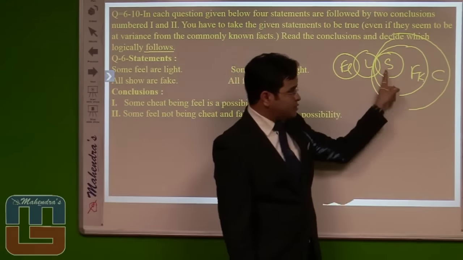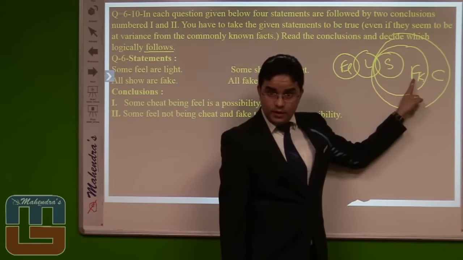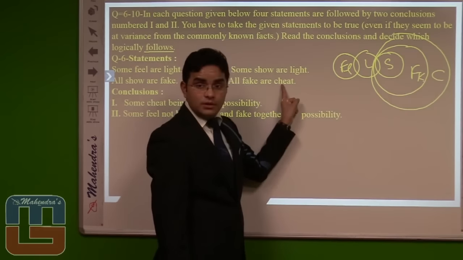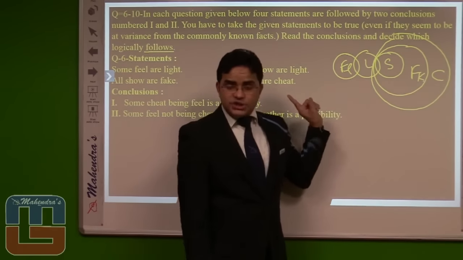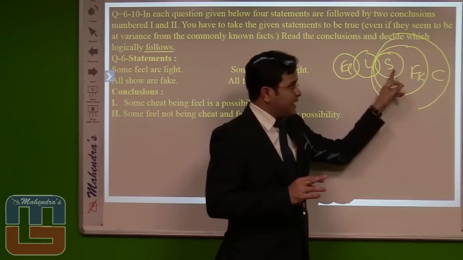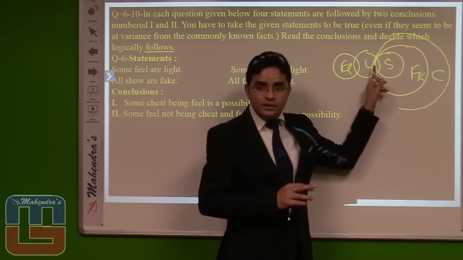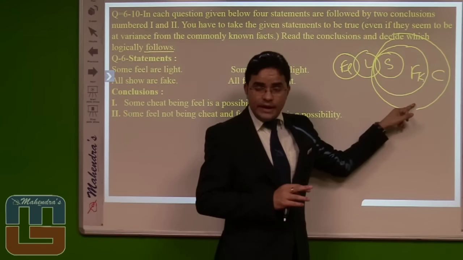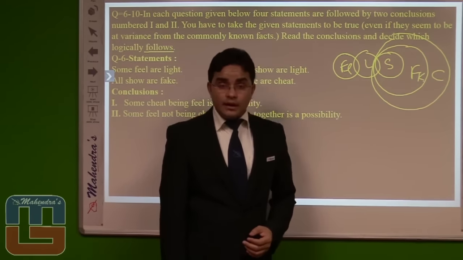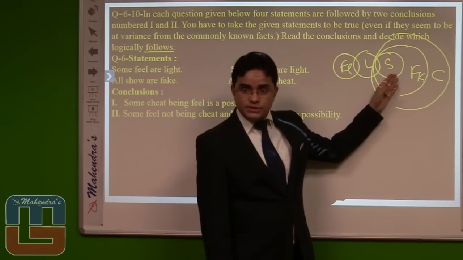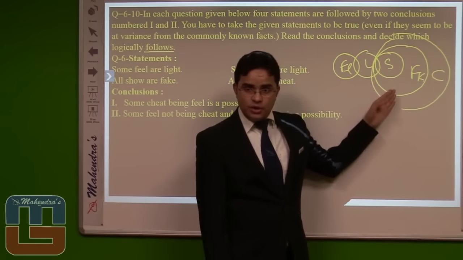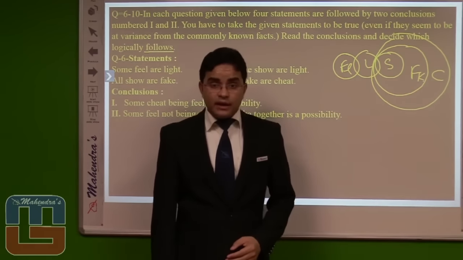It is saying all show are fake. Got it? Next one saying all fake are cheat. Got it? But you can check here, in a statement directly they have given nothing between show and cheat. It means between show and cheat there is indirect relation. You can check it. Here show is inside cheat. It means they are having a relation of all show are cheat. It means it is indirect relation.